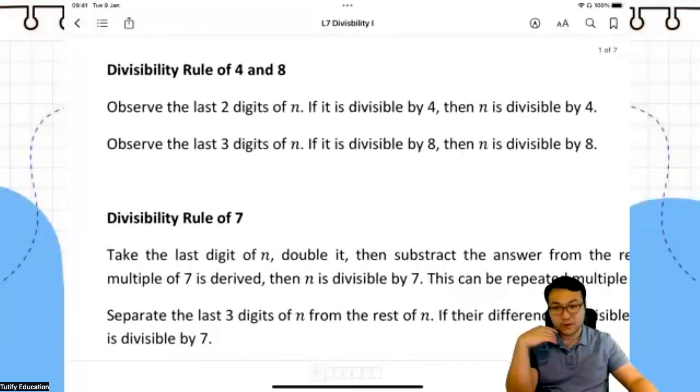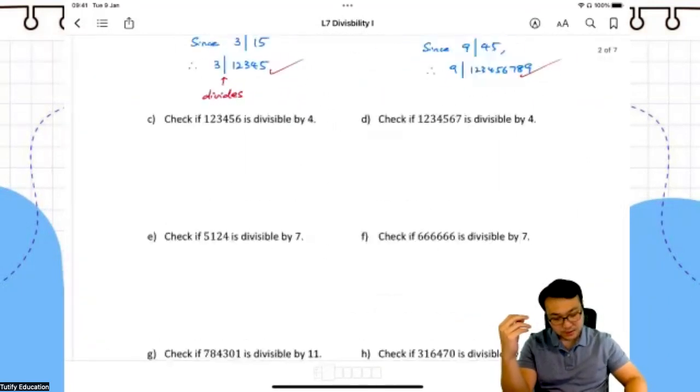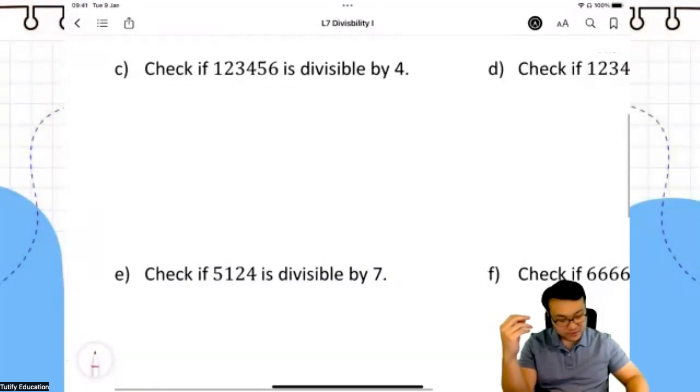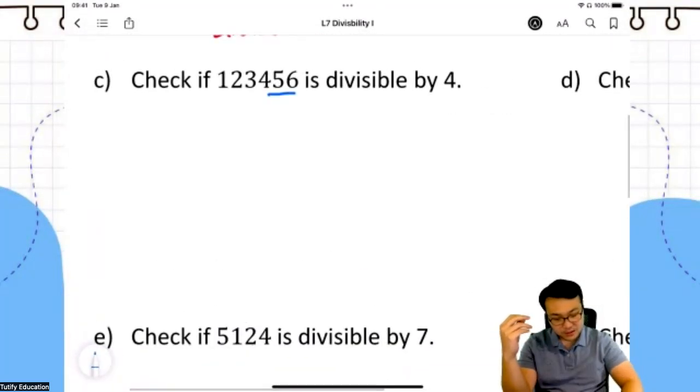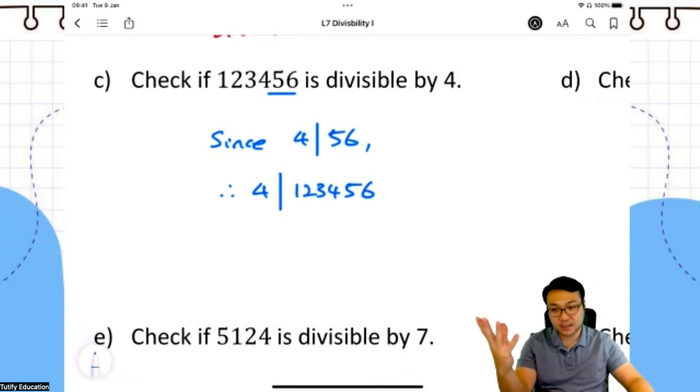Divisibility rule of 4 and 8. So if you want to know whether something is divisible by 4, you just need to look at the last 2 digits. If you want to know if something is divisible by 8, you just need to look at the last 3 digits. So let's take a look here. Let's find out if this is divisible by 4. Look at the last 2 digits. 56. Since 4 divides 56, therefore the entire number is divisible by 4. That means 4 divides 1, 2, 3, 4, 5, 6.